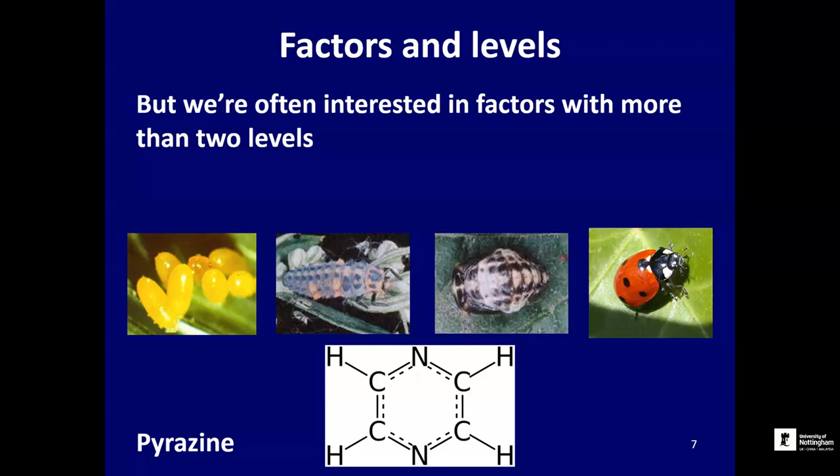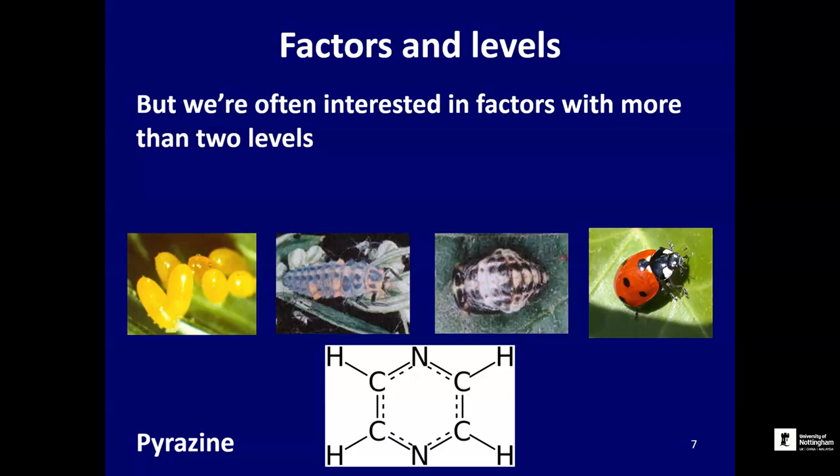So on screen here you've got an example of what I mean. First of all, a single factor with more than 2 levels. What you can see on screen is 4 life stages of a ladybird, from egg through to adult. So it goes egg, larva, pupa, adult. And in the particular experiment I had in mind here, we might be looking at the concentration of a chemical called pyrazine, which is shown on screen.